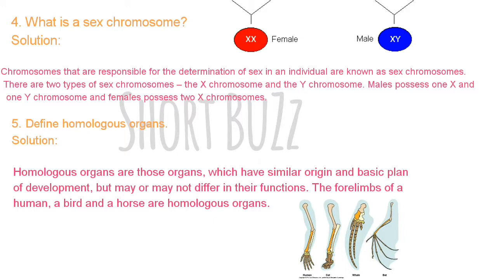The fifth question says, define homologous organ. The answer is, homologous organs are those organs which have similar origin and basic plan of development but may or may not differ in their function. The forelimbs of a human, a bird and a horse are homologous organs.